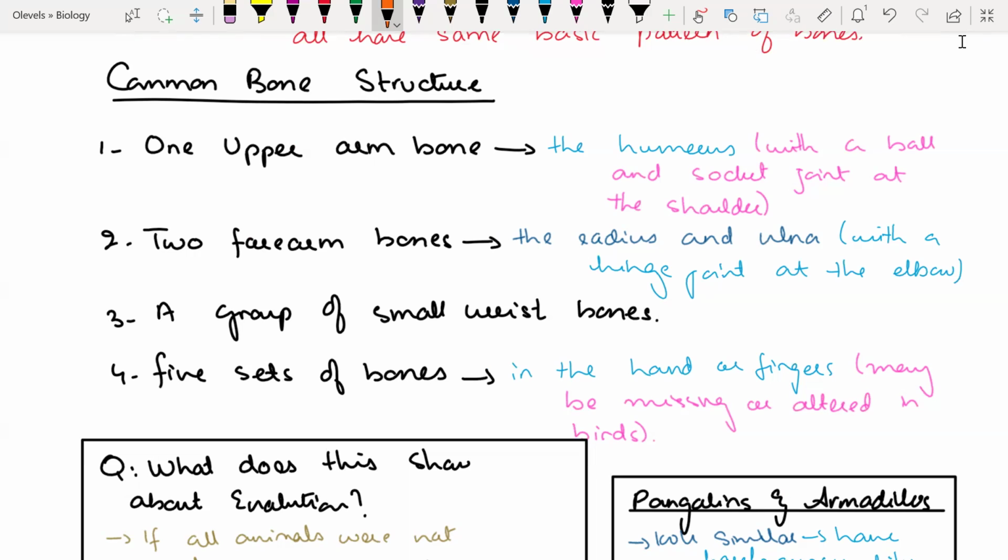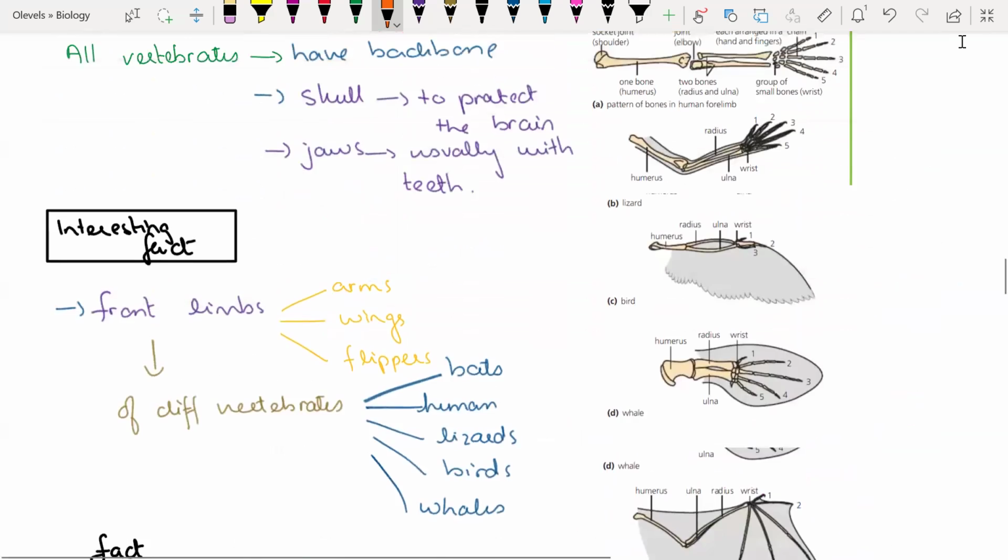You can feel your arms, right? You can feel these bones while I'm telling you. Then you have a group of small wrist bones, right? And then the fourth part of the pattern is that you have five sets of bones in the hands or fingers, right? And they may be missing or altered in the case of birds. Now, we'll have a look at these structures.